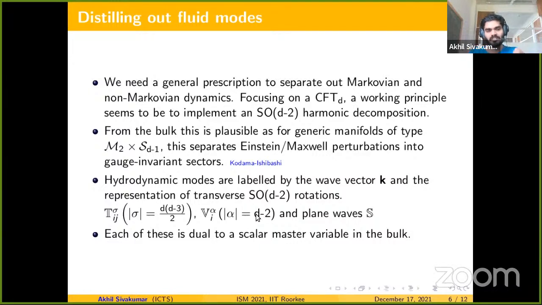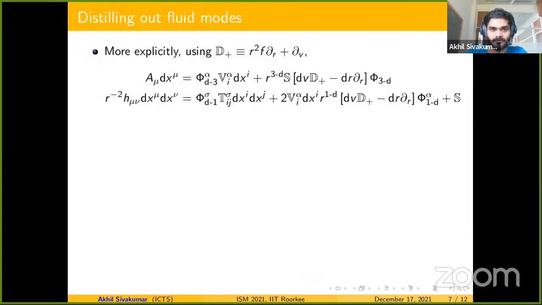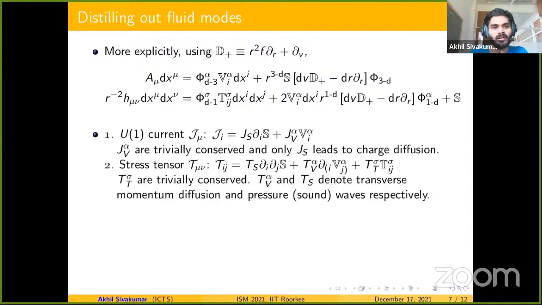So our proposal is that each of these excitations of the hydrodynamic theory dualizes to a bulk scalar, which is, so to speak, a master variable in the bulk, which captures the dynamics of the Einstein-Maxwell fields in the bulk. More explicitly, the bulk solutions for Einstein-Maxwell fields can be written like this, where you see these phi d minus d, phi 3 minus d, and so on are the master scalars I mentioned, and they do a harmonic decomposition of the sources, and then of the dual boundary currents and so on.